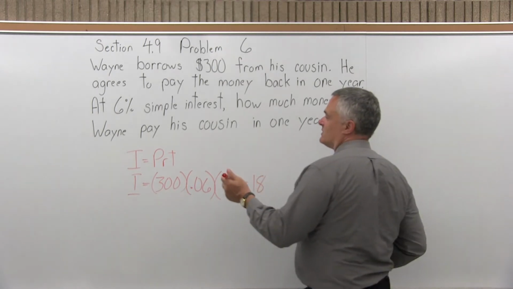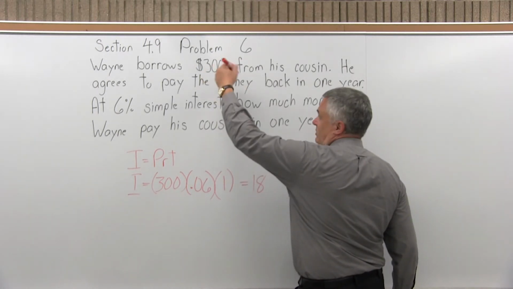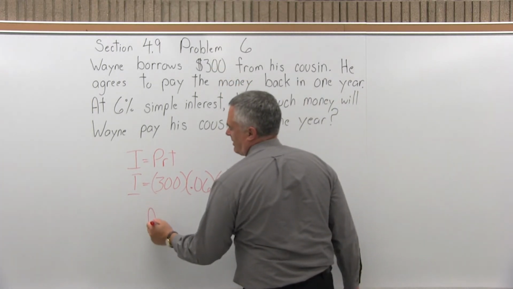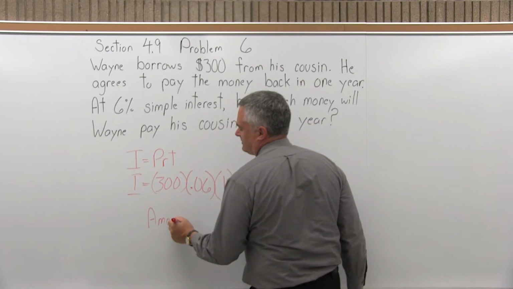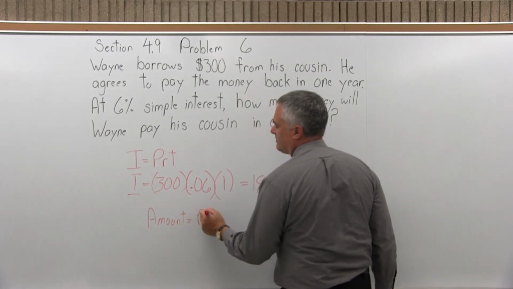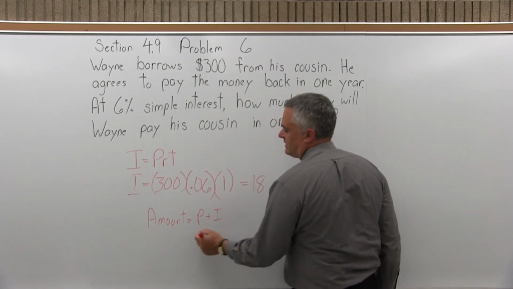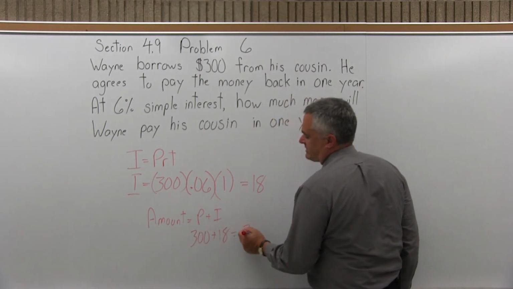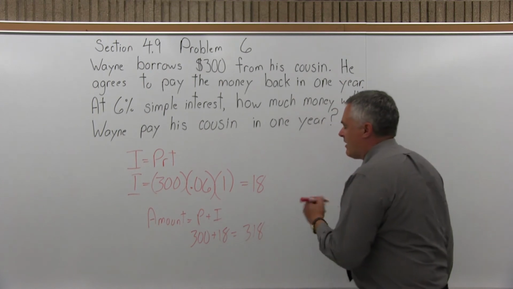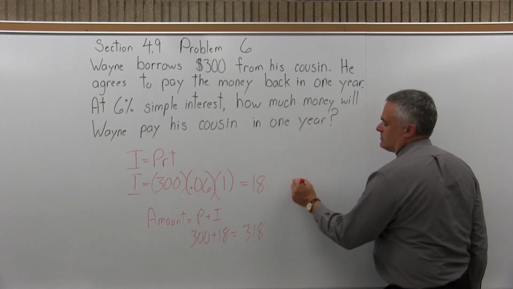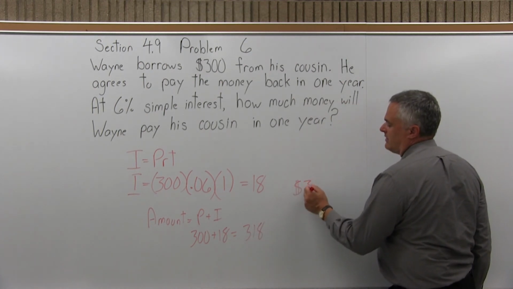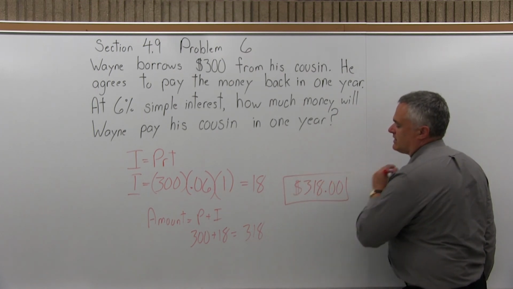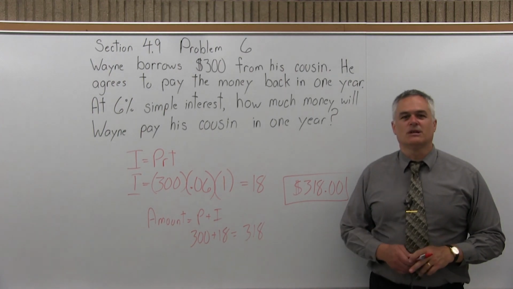So after that year goes by, Wayne has to give the 300 that he borrowed plus 18 more in interest, because the final amount is equal to P, the principal, plus the interest. So the principal is 300 plus $18 of interest is 318. Now, if you want to do a nice job, you can use a dollar symbol, because this is money, and you can do 318 and no cents like that. So at the end of the year, Wayne will give his cousin back $318.